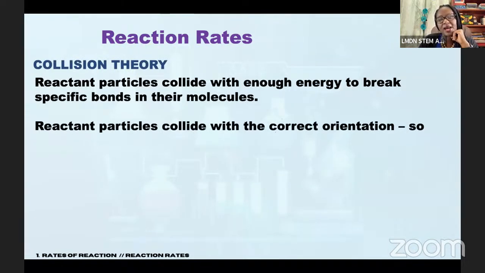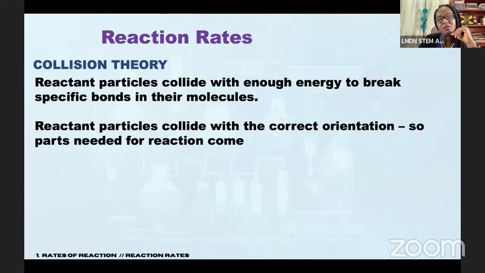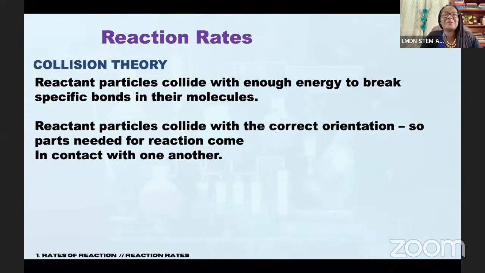And then the reactant particles also have to collide with the right orientation for the parts that need to come together to come in contact with one another. So say you have two reactants, A and B. They have to come together in the correct orientation because they have what are called reaction sites, right? That's where the reaction takes place.